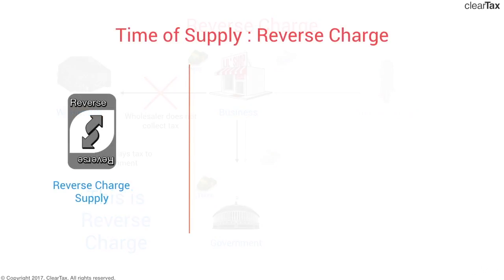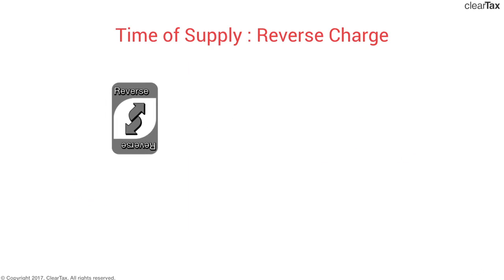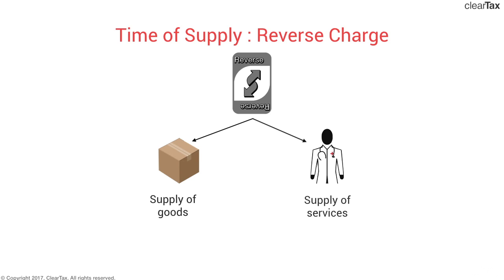Because the receiver, the customer, is paying the tax, the liability to pay obviously rests on the receiver of goods, and the time of supply is from the point of view of the receiver, because he will have to know when he's supposed to pay tax and how much. And therefore, it's the receiver's point of view. We can divide the time of supply rules for reverse charge supply into two: one, where supply of goods is involved, and second, where supply of services is involved.